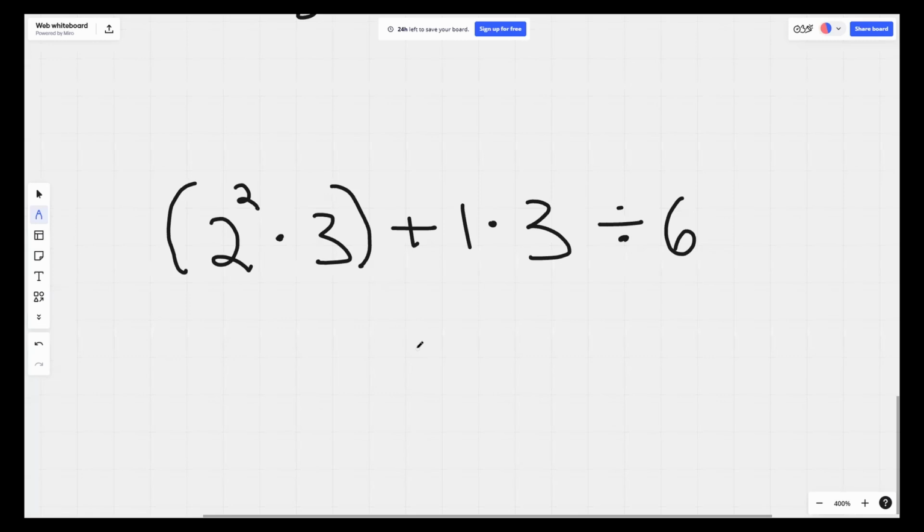So how would I tackle this first? What is the first order of operation that I should do? You guys can put your ideas in the chat. Which operation should I perform first in this expression? Remember, we have PEMDAS.